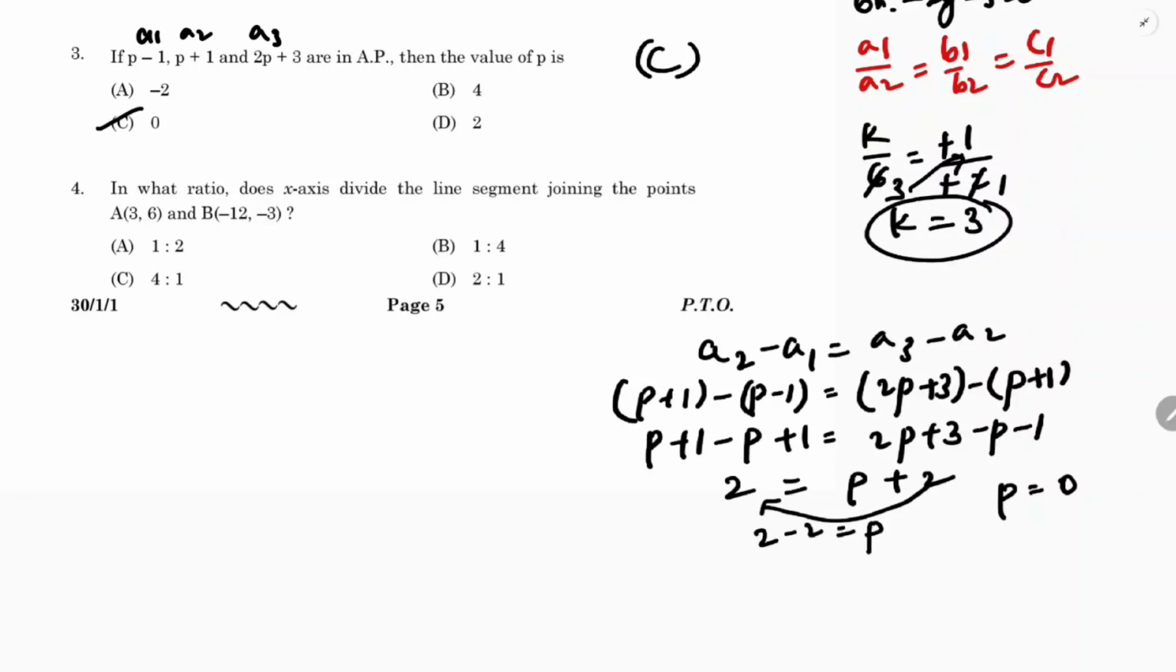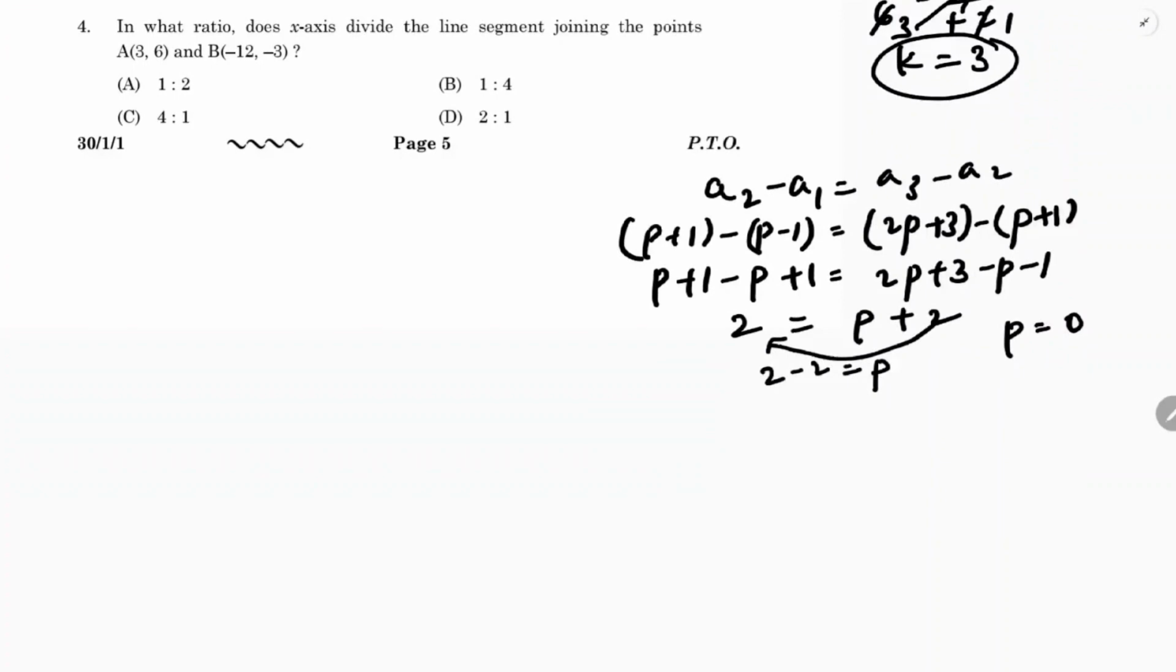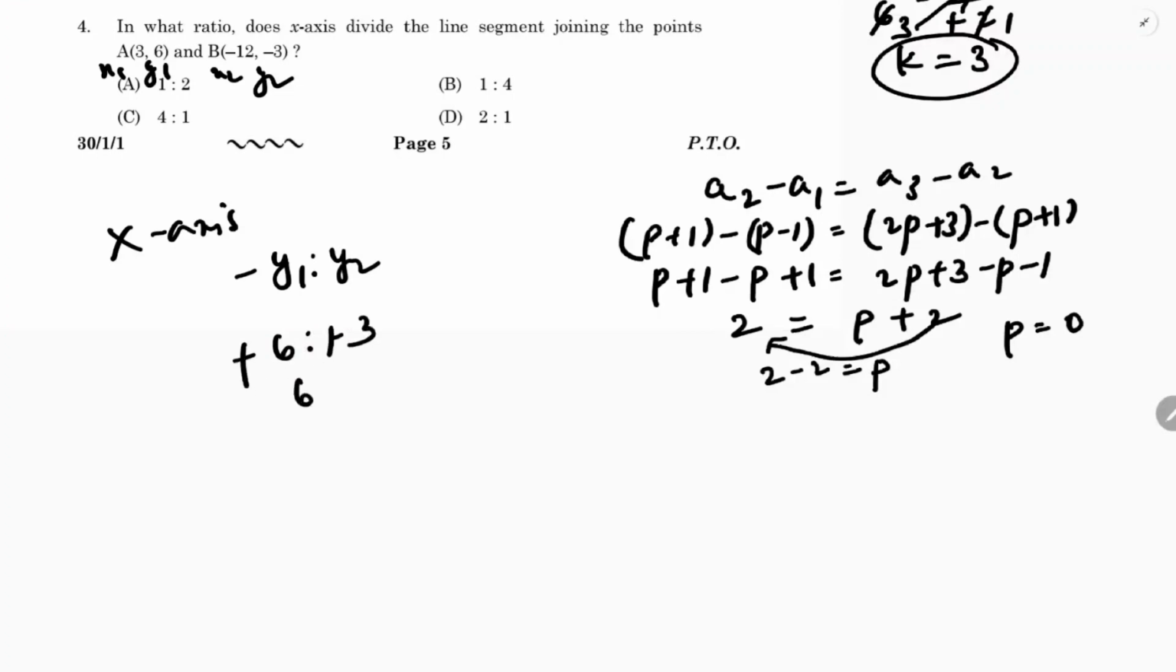Next one, in what ratio x-axis divides? See, the formula to write directly, x-axis divides, the answer is minus y1 is to y2. So here x1 y1, x2 y2. So minus 6 is to y2, which is minus 3. Minus cancel, 6 is to 3, which is nothing but 2 is to 1. 3 times 2, 3 times 1. So the correct option is D.